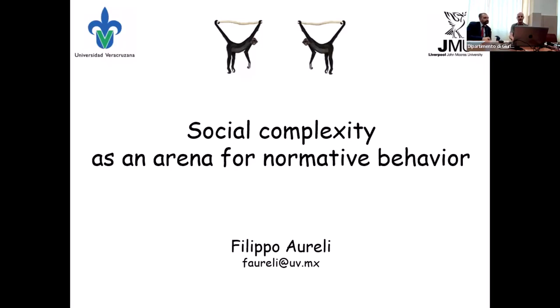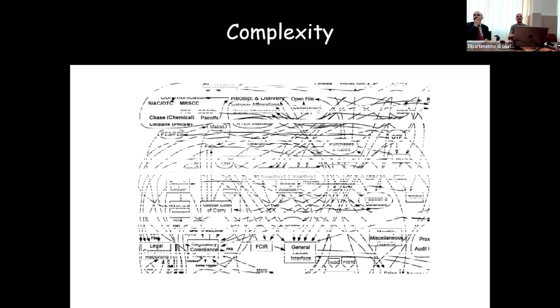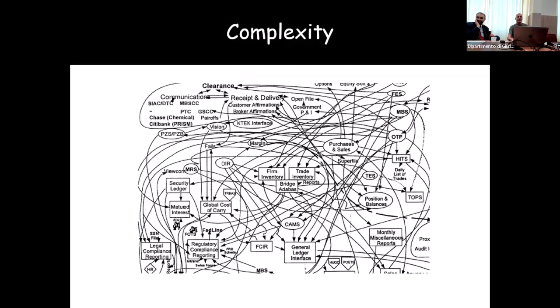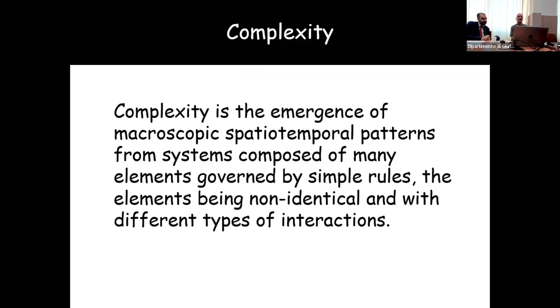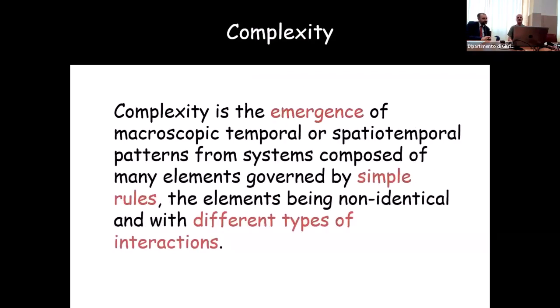So I'm going to start basically by trying to define complexity. One possibility is that this looks like something rather complex. And then I'm going to give a complex definition of complexity: the emergence of macroscopic spatio-temporal patterns for systems composed of many elements governed by simple rules, the elements being non-identical and with different types of interactions. I want to focus on these three sets of elements, especially emergence, simple rules, and different types of interactions. That's how complexity is often seen.